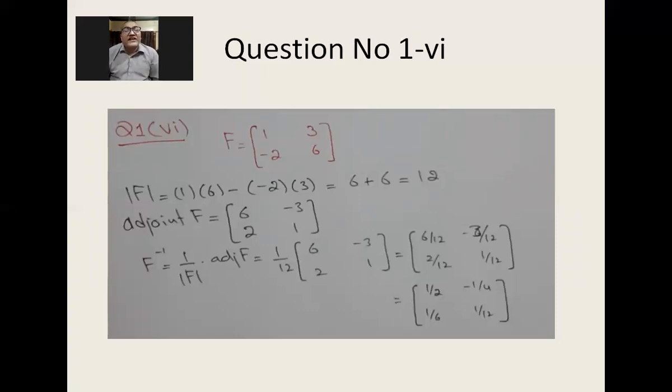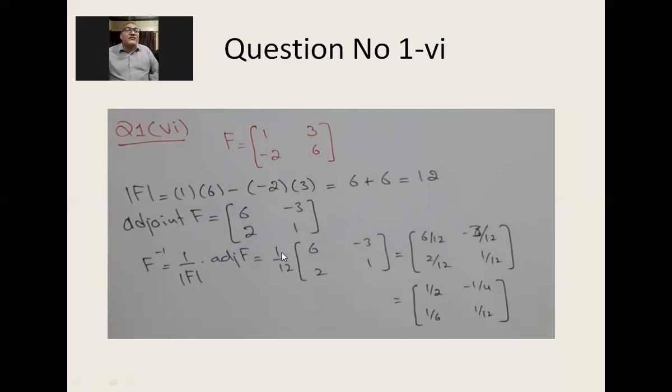Then I will find the adjoint of this matrix. For the adjoint, I will change the places of these two members along this diagonal with each other, and for these two members, their signs will be changed. So you will have 6, minus 3, 2, and 1. The formula for the inverse is 1 by F determinant into adjoint F. So we will have 1 by 12 into the adjoint of F, that's 6, minus 3, 2, and 1.